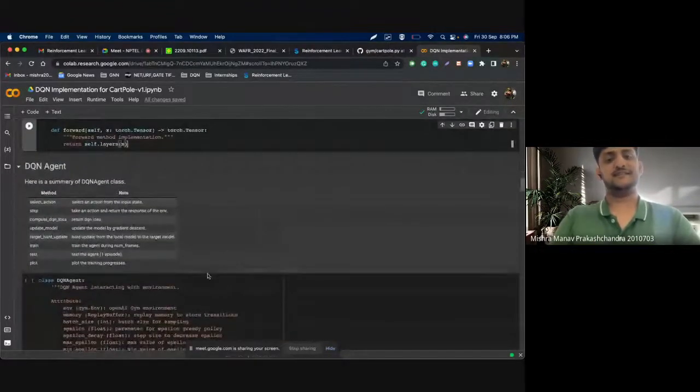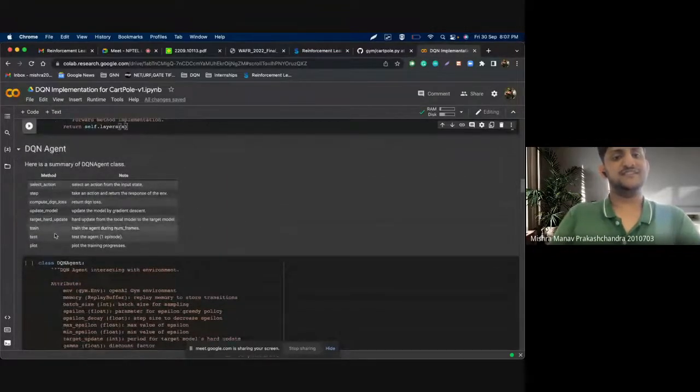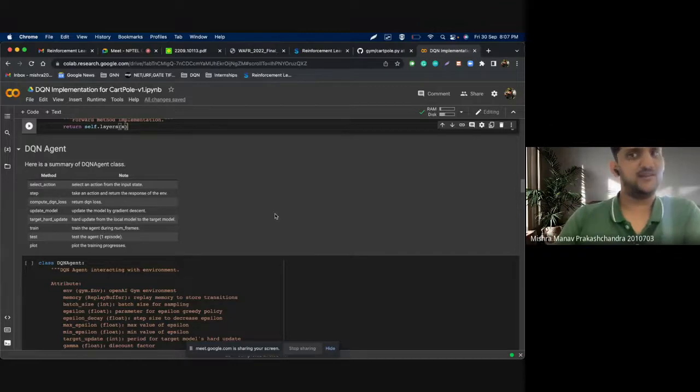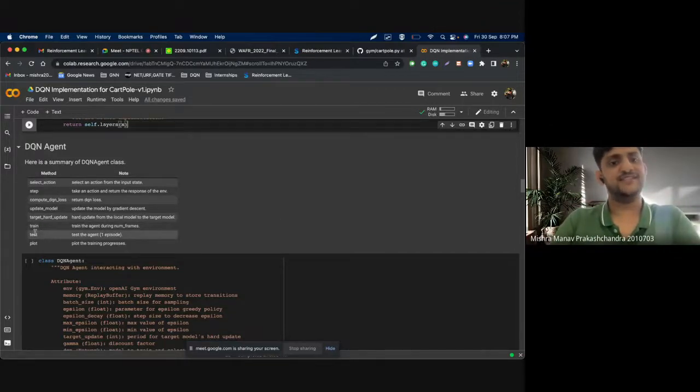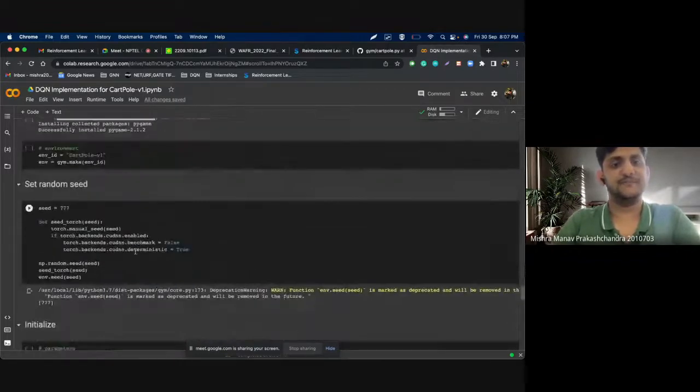So this is a class for the DQN agent. This is the summary of the DQN class. You have these different methods. Select action basically selects an action from the input state. Step takes an action and returns the response of the environment. This computes the DQN loss. This updates the model. This is for the target hard update. Hard update means after C iterations, you copy all the data from the predicted network to the target network. This is for train, this is for test, and this is for plotting purposes. So this is the entire DQN class, okay?